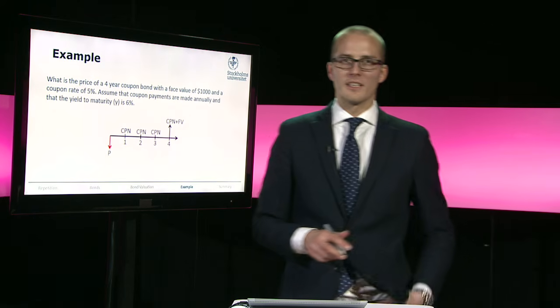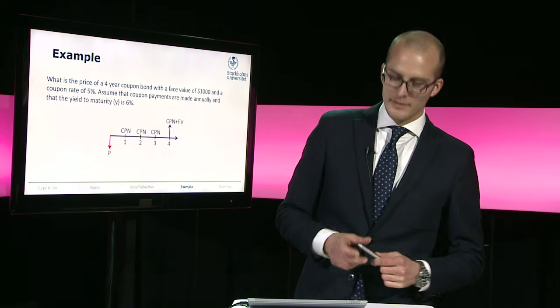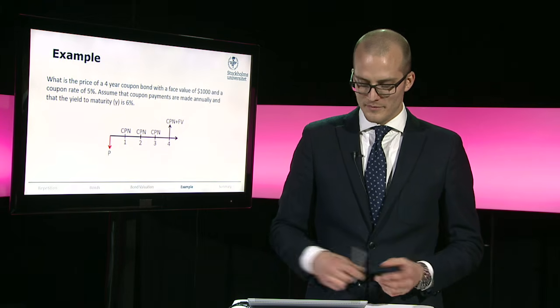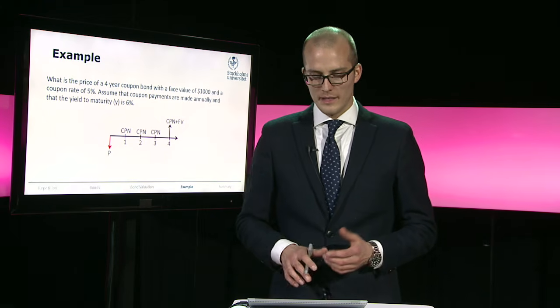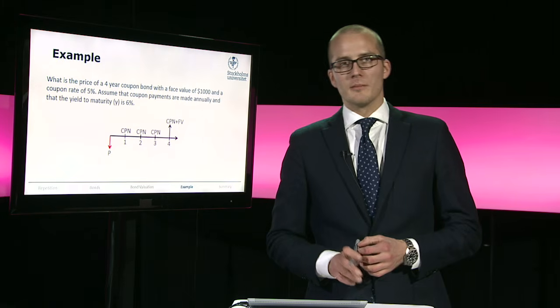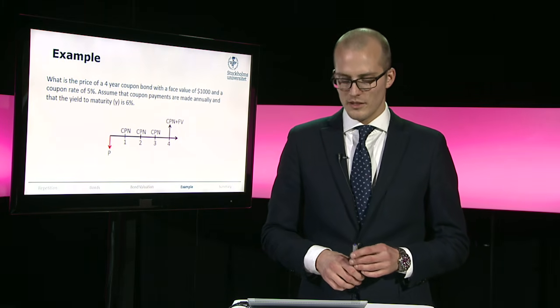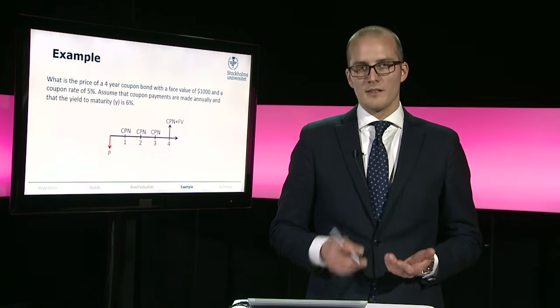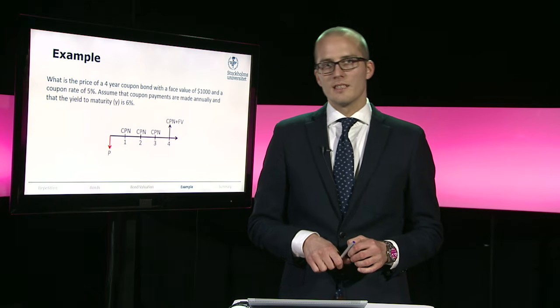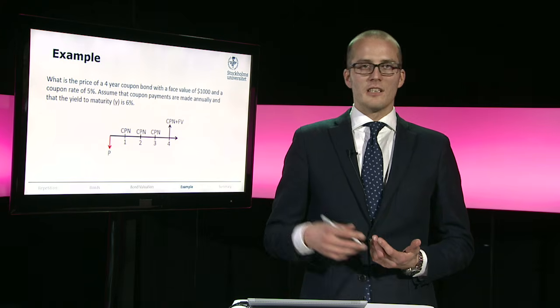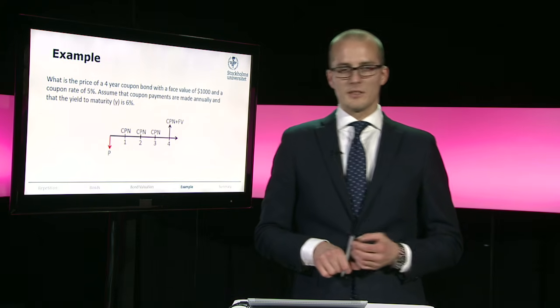So if we should take another example, a bit more advanced at least, we have the same example, but we also get a coupon payment every year. And we know that the face value is $1,000, and we also now know that the coupon rate is 5%. And we should still assume that the yield to maturity is 6%.